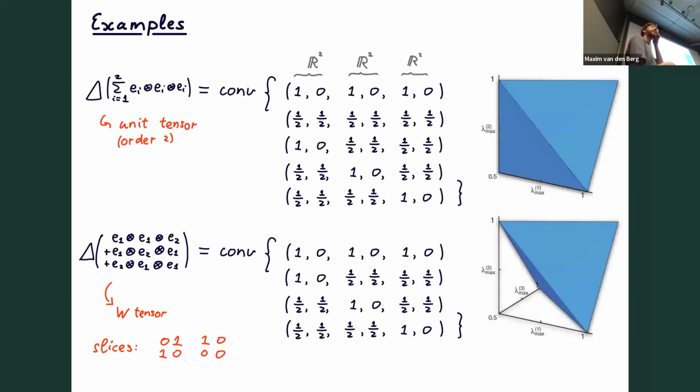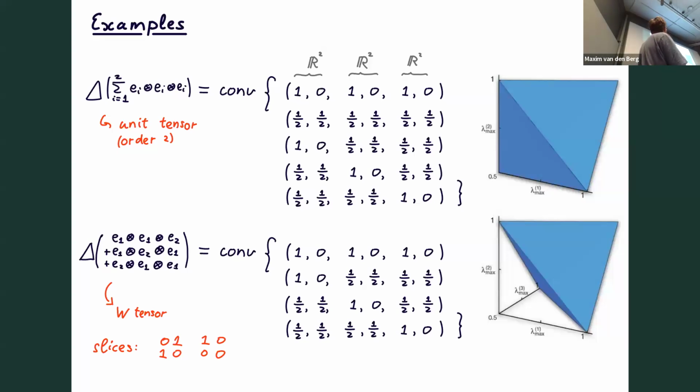So I have some examples. I have two tensors here, in C2 tensor C2 tensor C2. Here I have the unit tensor, which physicists know as the GHZ state. Here I have the W tensor, which physicists know as the W state. And here are the polytopes. I write them here just as the vertices, and then the polytope is the convex hull of these vertices.